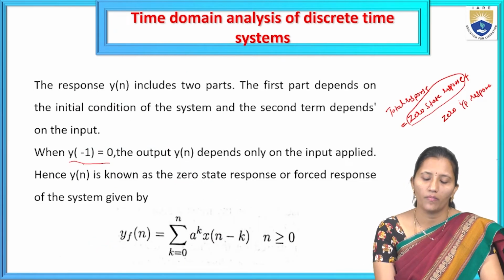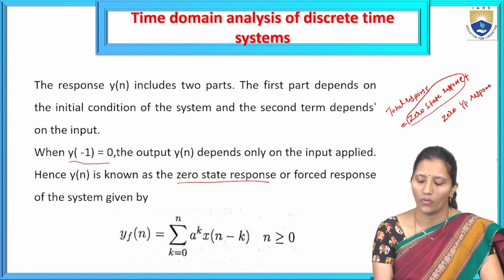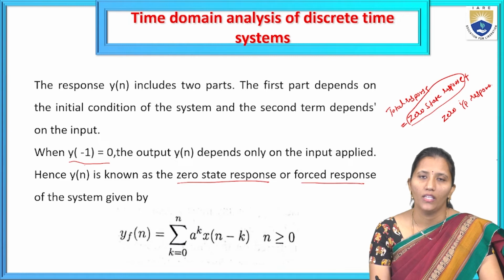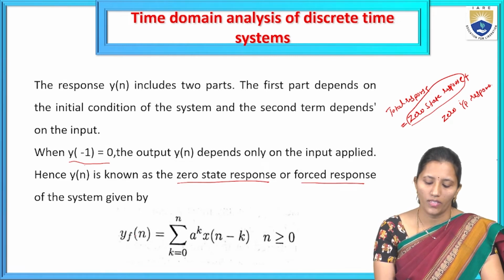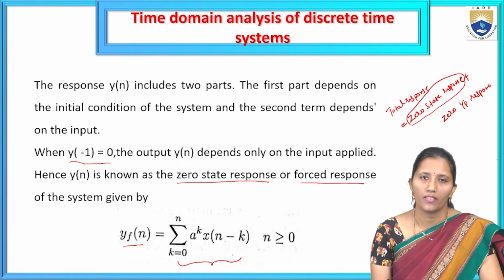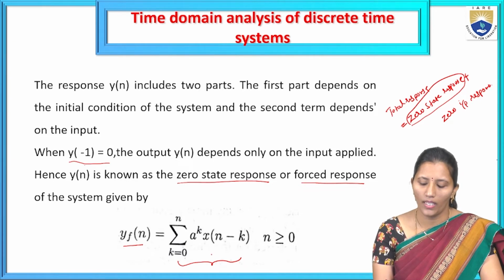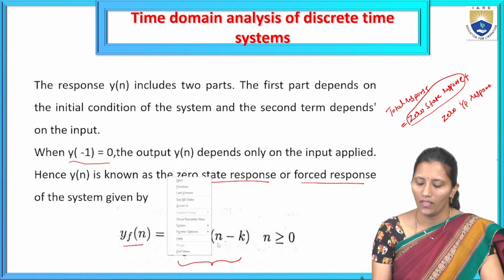So we are taking y of minus 1 is equal to 0, and the output depends only on the input in the 0 state response. We can call this 0 state response as forced response also. So here the forced response will depend on only the second term, the input. The first term we are making y of minus 1 is equal to 0 because in 0 state response the initial conditions are 0. So the forced response will depend on only input.